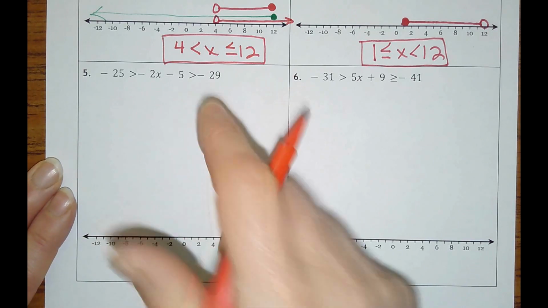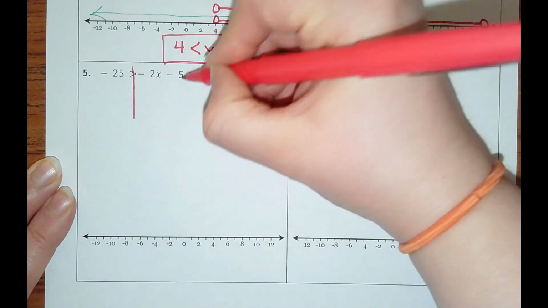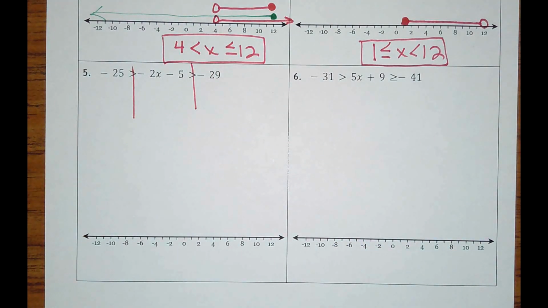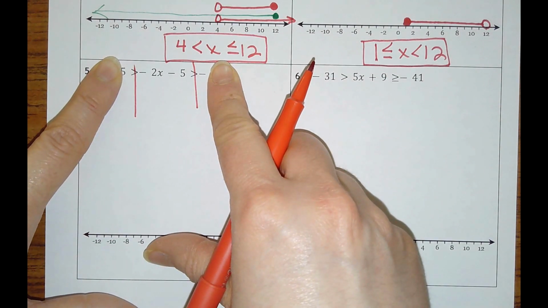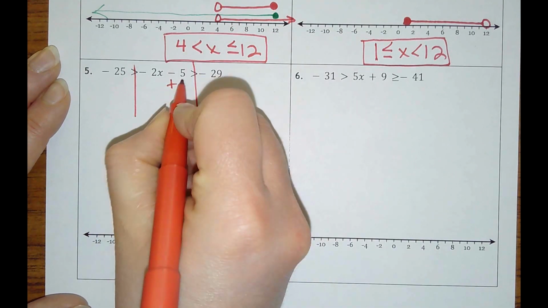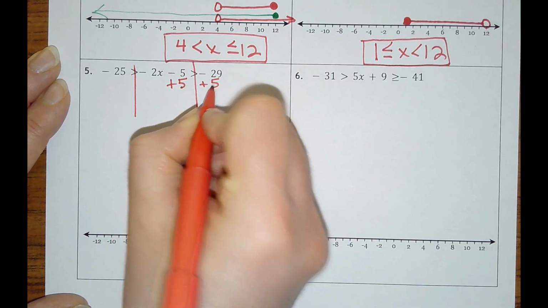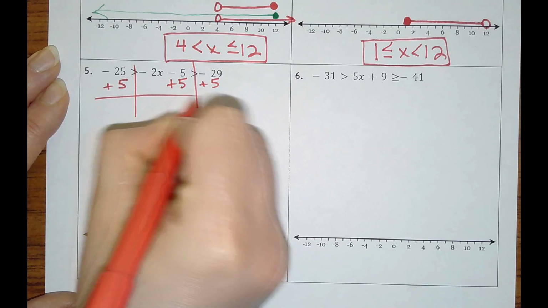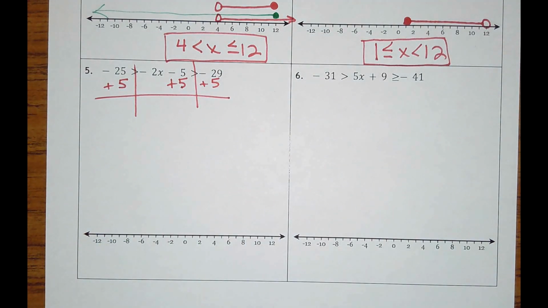This is beautiful. You ready? We're going to draw a line down through each symbol, cutting this into 3 columns, 3 parts. Our job is to get x by itself in the middle. Right now it's -2 times x minus 5. So we would add 5, but we're going to add it in the middle and to both numbers on the outside. So we're actually solving both problems at the same time. Literally killing 2 birds with 1 stone.